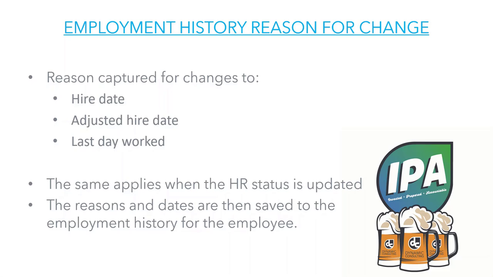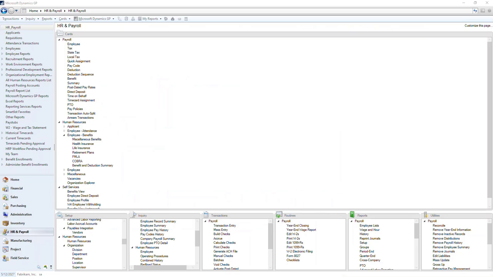The next feature we're going to talk about is employment history tracking. The change that has happened is that we have the 3 date fields that are listed: the hire date, the adjusted hire date, and the last day worked. If those are changed on the employee record in payroll, or also in the HR employee windows, it will now track that to the employment history record. So we'll see those entries and be able to look that up in the employment history inquiry and track those changes within that screen.